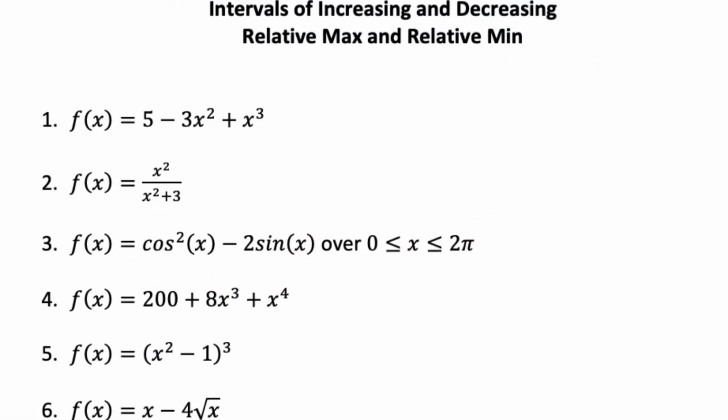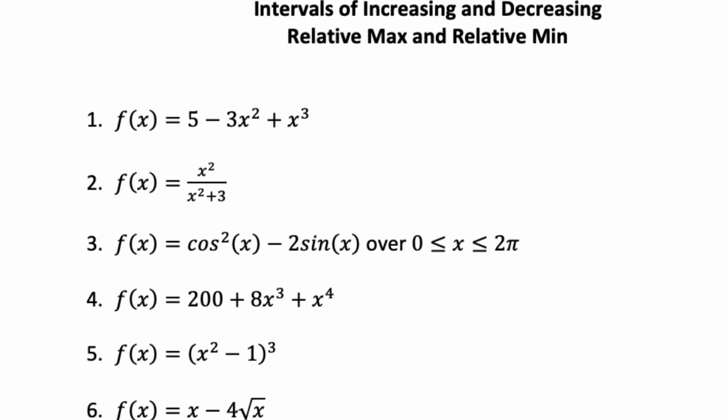So then, number 3, everybody's favorite. y equals cosine squared x minus 2 sine x. And they're nice enough to give us a what? A restricted what? Domain. Okay?